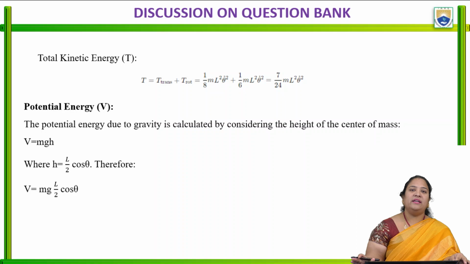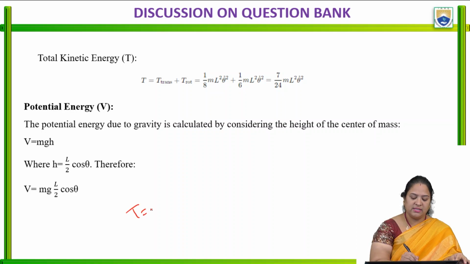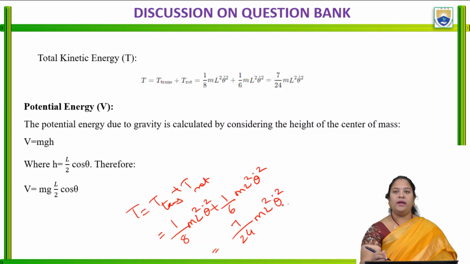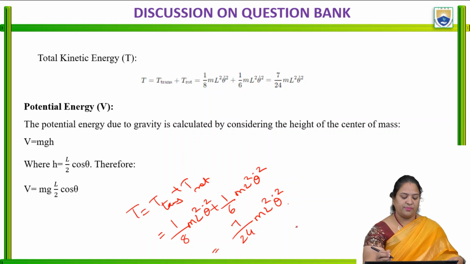Now, the total kinetic energy is T = T translational plus T rotational, which is 1/8 mL²θ̇² plus 1/6 mL²θ̇². So this will be written as 7/24 mL²θ̇².